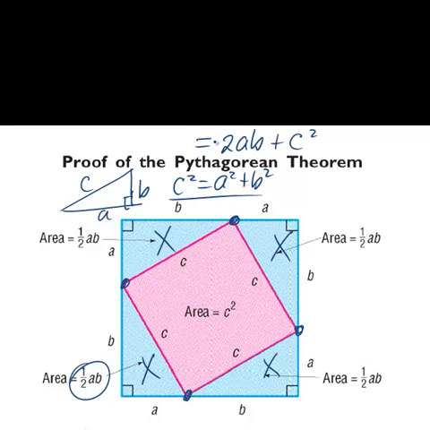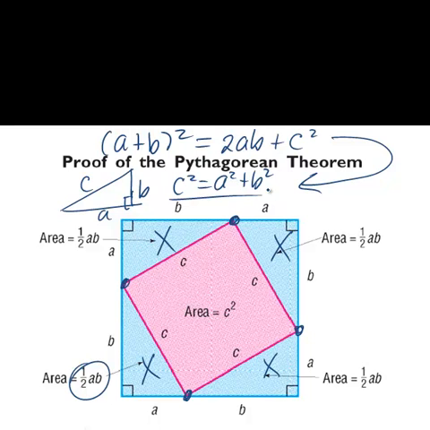But the length of each side of the big square is A plus B. So (A plus B) squared is equal to 2AB plus C squared. So after a couple of steps of algebra, we get that C squared is equal to A squared plus B squared. All right, the details are in the textbook on page 35.